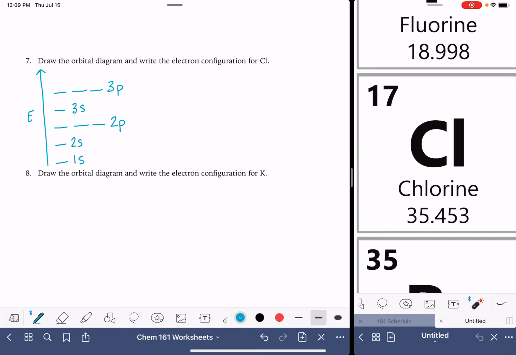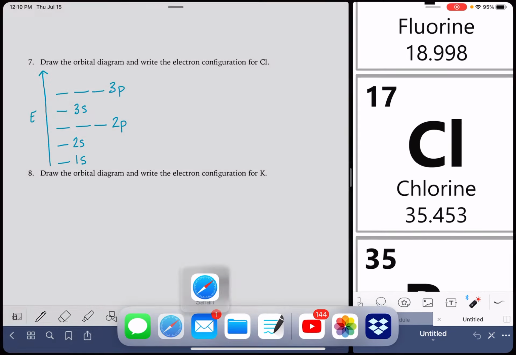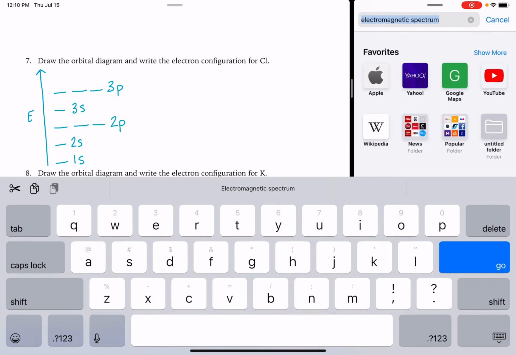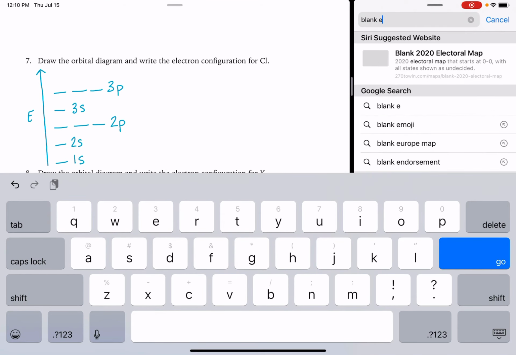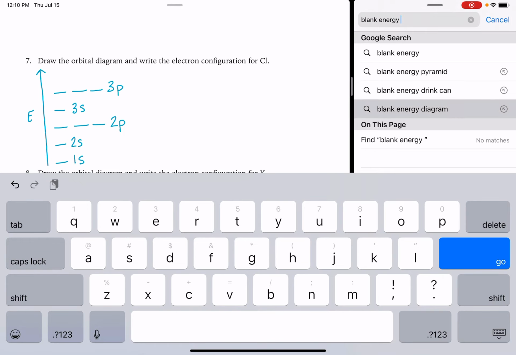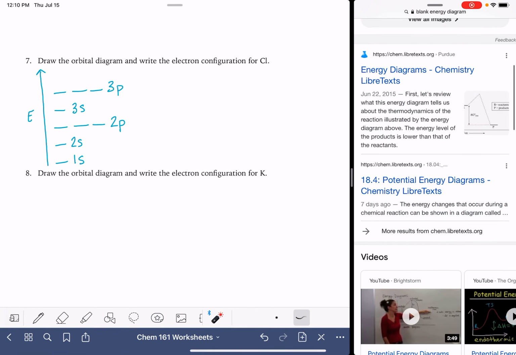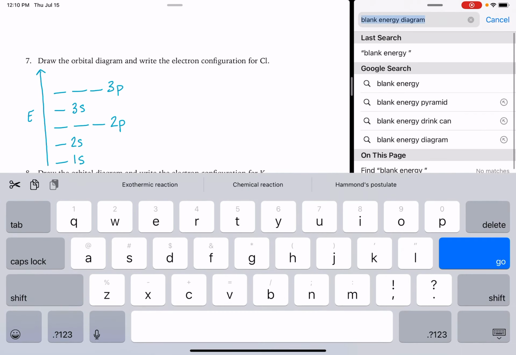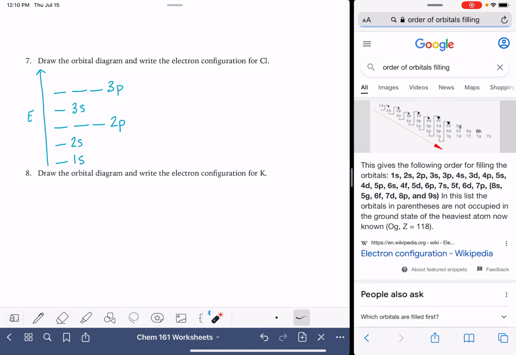Now, if you're not completely sure about what order the orbitals come in and what they would look like, you can pretty easily find this just by Googling. I'm just going to pull the internet up. If we just Googled something like blank energy diagram. Nope, that's not a good one to do. Order of energy of orbitals. Let's try that. Orbital filling. This is a great one right here.